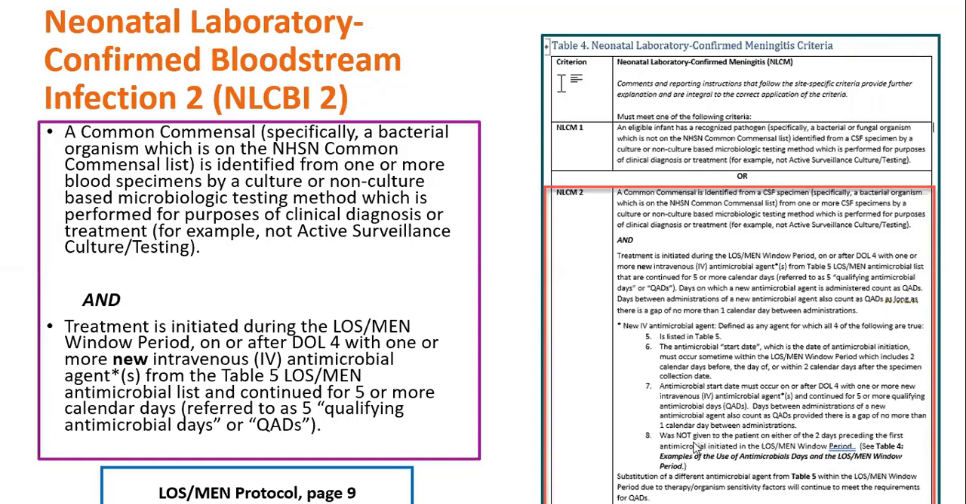An NLCBI2 or neonatal laboratory confirmed bloodstream infection 2 occurs in an eligible infant when a neonatal common commensal is identified from one or more blood specimens by culture or non-culture based microbiologic testing method and is performed for the purposes of clinical diagnosis or treatment, and there is treatment with one or more new antimicrobial agents that is started and continued for 5 or more calendar days.